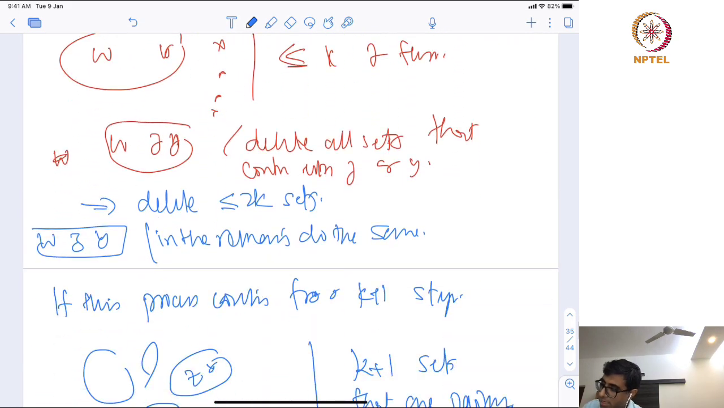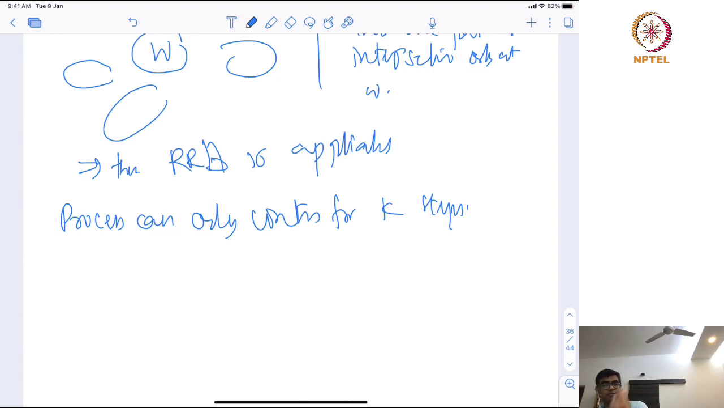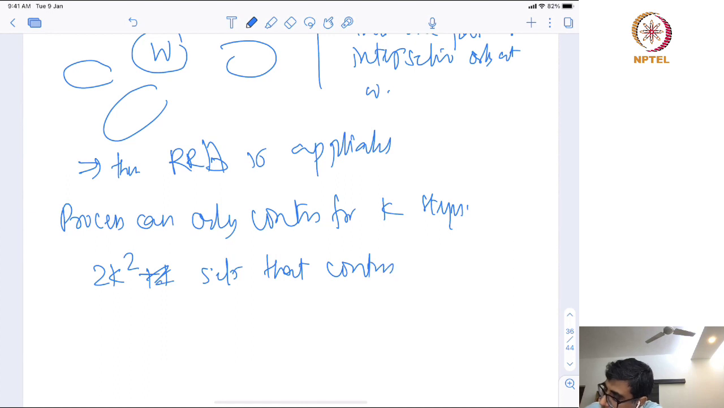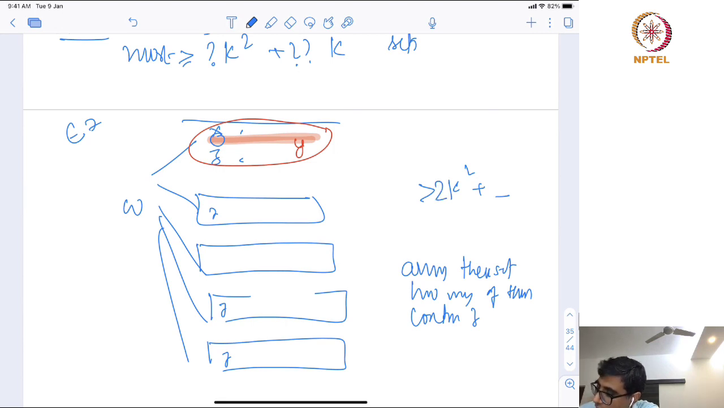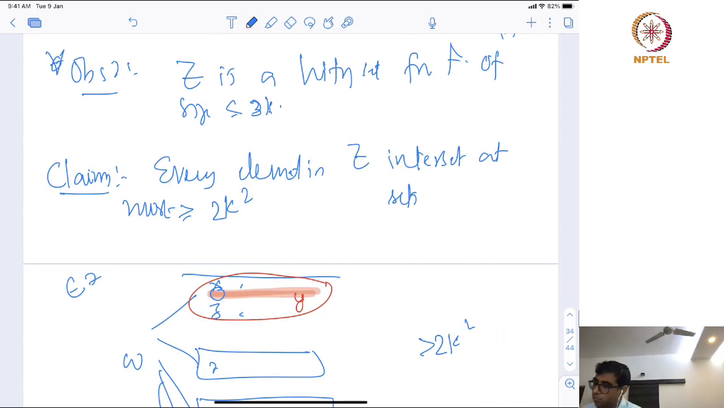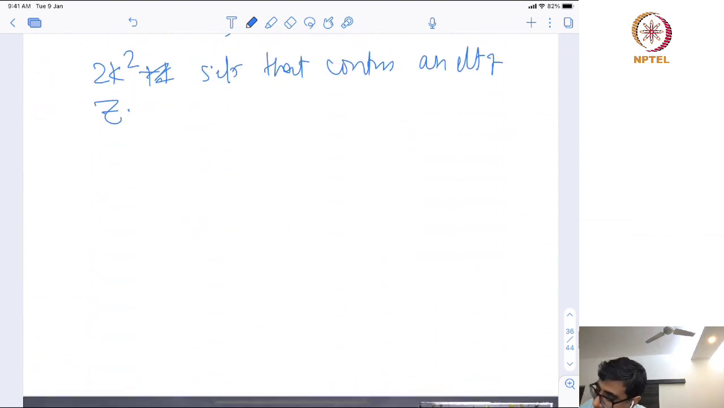Which implies that in each step you knock out 2k sets. So you cannot have more than 2k squared sets that contain an element of Z, because in each step you knock out 2k. So, let us go back. 2k squared is the right language. We did not know what it was, but now we have got it. So, at most 2k squared sets.